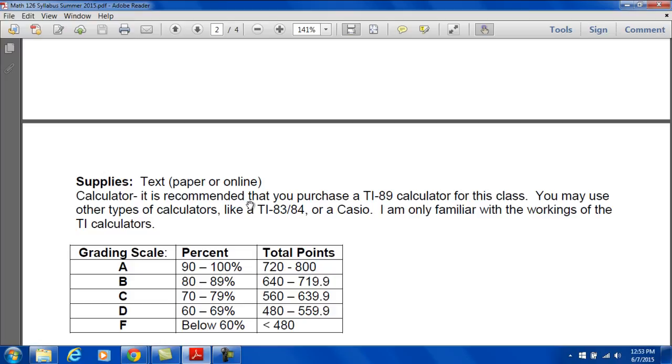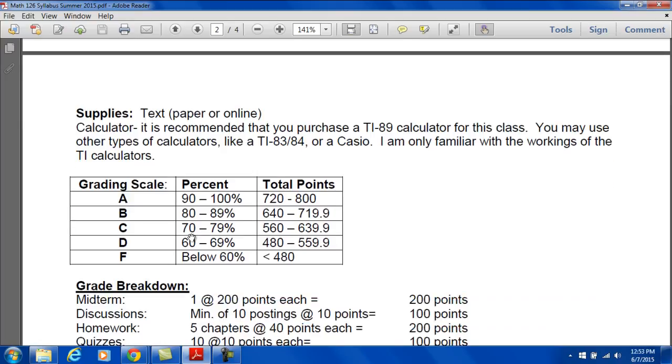Calculator: I recommend the TI-89, especially if you're going to go on in math. You can also use the TI-83, 84. They work wonderfully. Another one I've seen people use is Casio, and I'm going to say this: you can use a Casio. I really can't help you much with the Casio. I'm a TI guy, so I can help with the TIs, but not with the Casios.